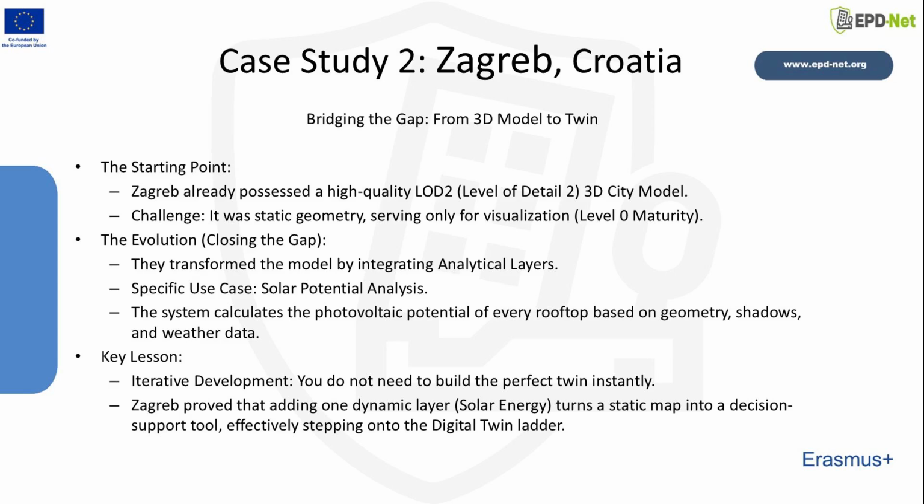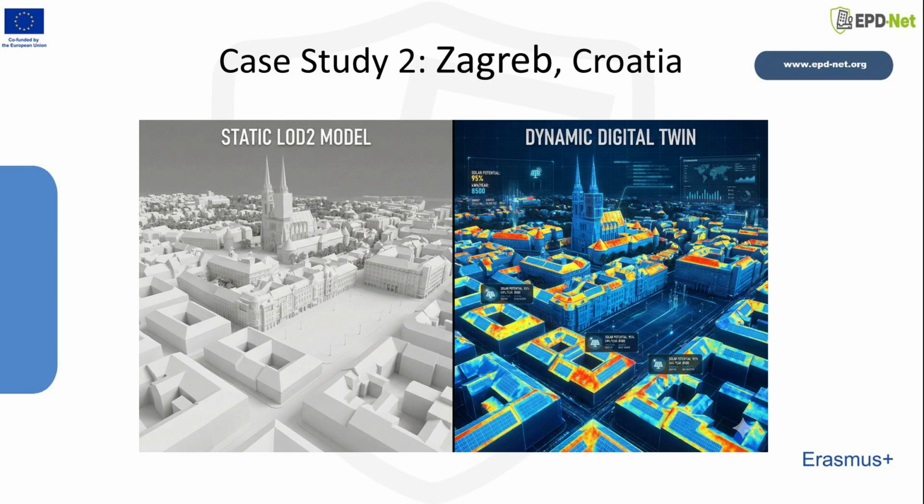To bridge the gap to a digital twin, they didn't try to wire up the whole city with sensors overnight. Instead, they focused on a specific problem: solar energy. They integrated algorithms to calculate the solar potential of every rooftop in the city. Suddenly, the static model became a dynamic planning tool. A planner could now click on a roof and see, is this a good place for solar panels? The lesson here is vital. Digital twins are built iteratively. You start with a map, add an analytical layer, like solar, and step by step, you climb the maturity ladder.